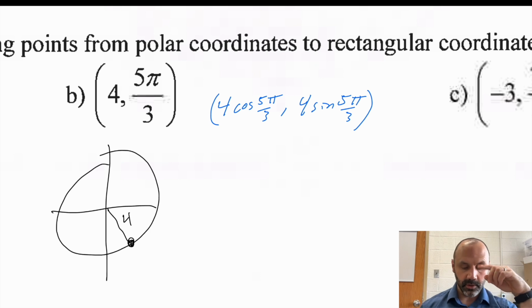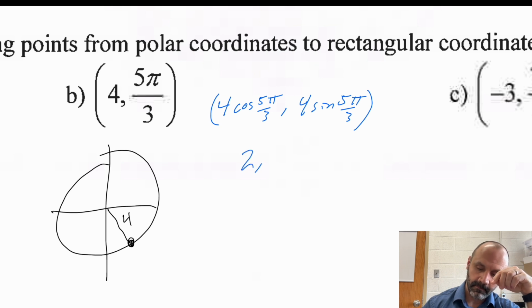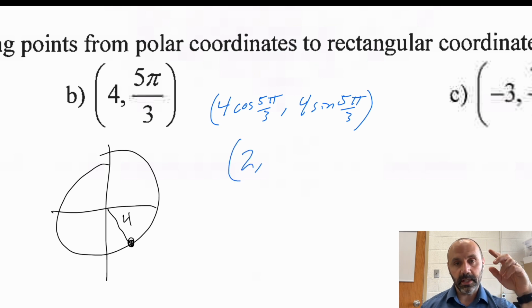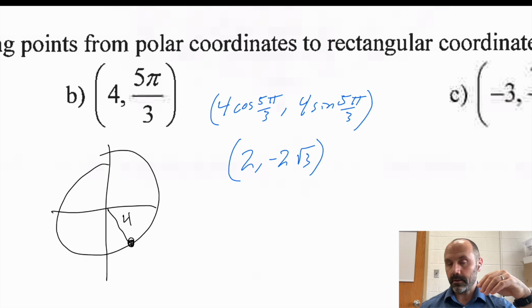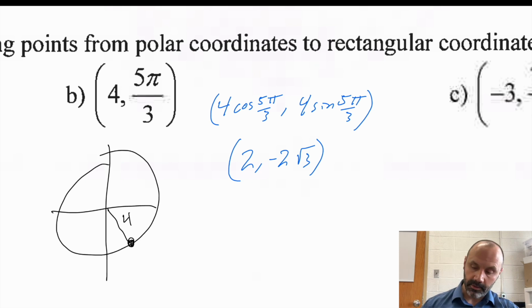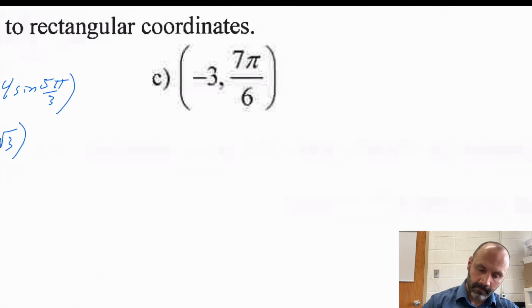Okay, now what is cosine of 5 pi over 3? It's 1/2. So this is half of 4 is 2. And then sine of 5 pi over 3 is negative √3 over 2. Well, 4 times √3 over 2 is going to be 2 times √3, and I have a negative coordinate because I'm below the x-axis, you could say.